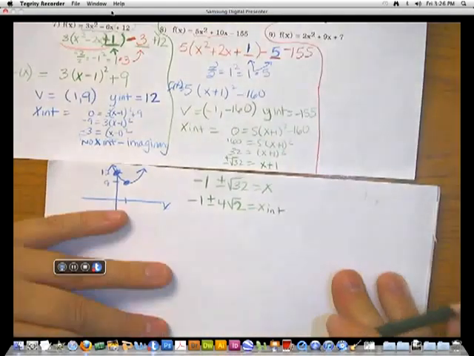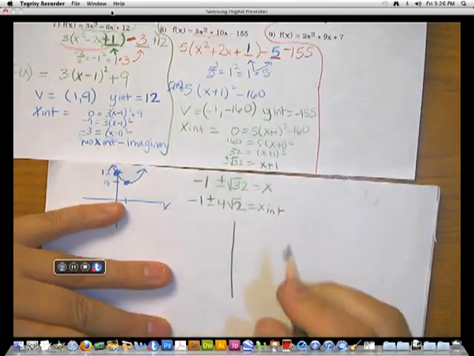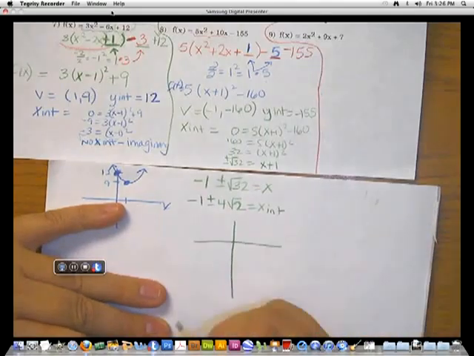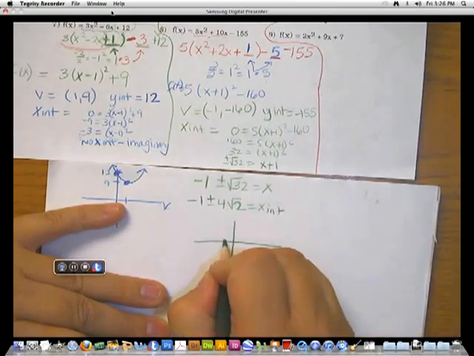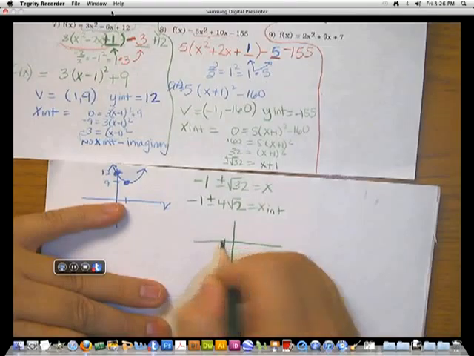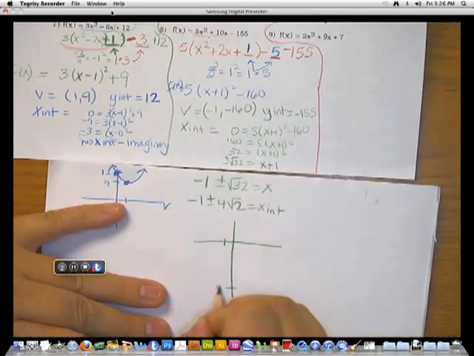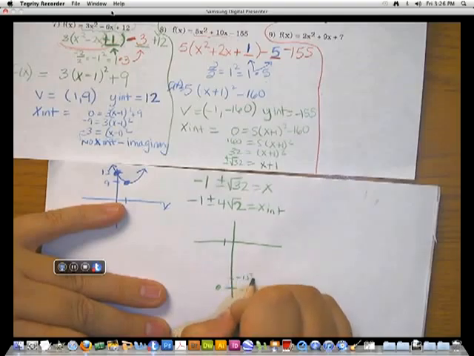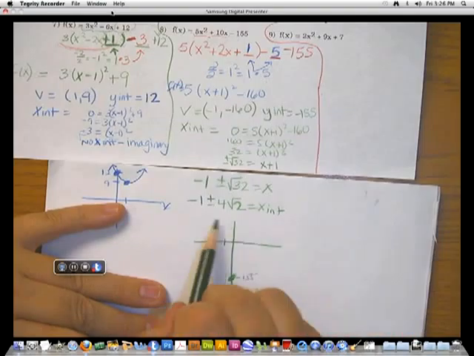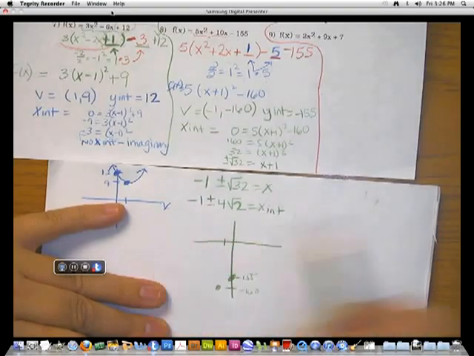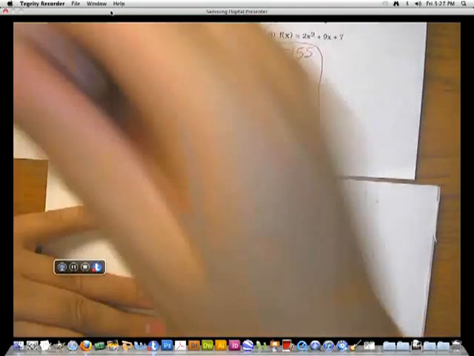All right, so here we're going to put our graph together. Again, it's just a sketch. My vertex is negative 1 and negative 160. At negative 155, it's going to cross the y-axis. And then it's going to cross the x-axis at those locations. I don't know what those are off the top of my head, and I doubt you do either.